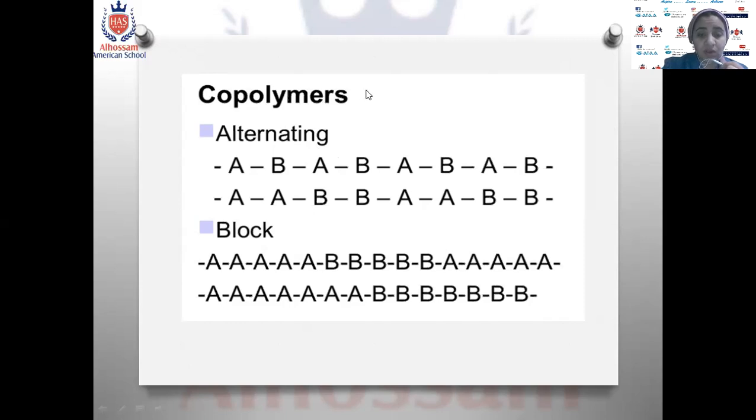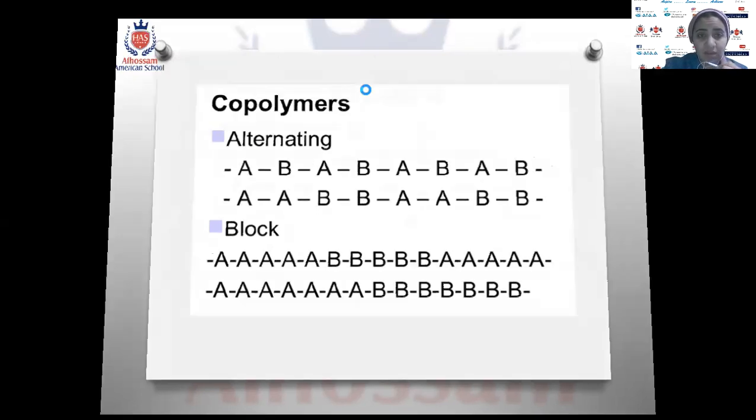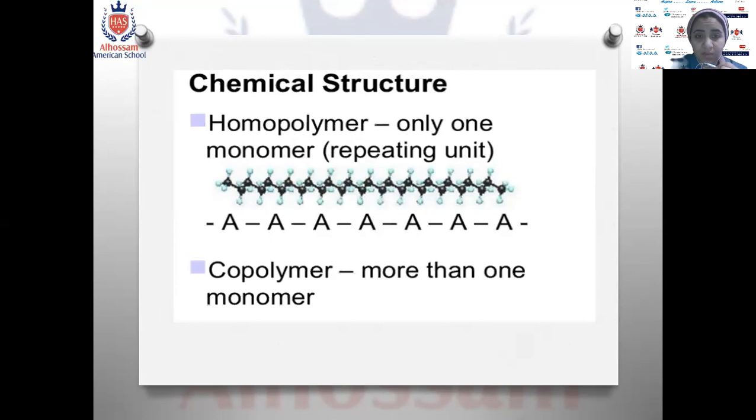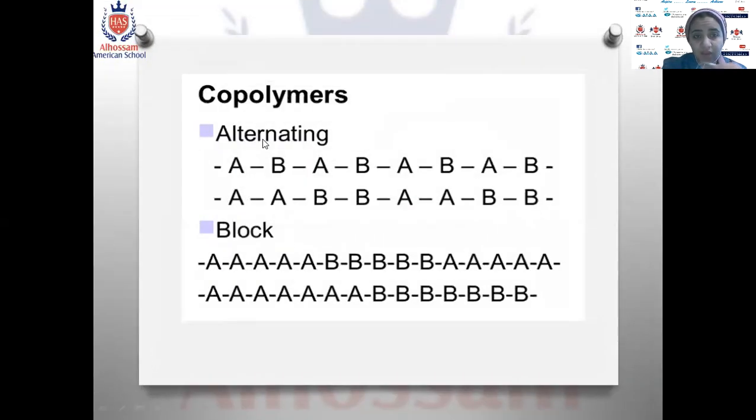If they are the same kind of monomers, they will be homopolymers. Okay, they have the same type of monomers, all the chain, the same type of monomers. This is called homopolymers. If they are different kinds, copolymers. And it will be alternating or block.